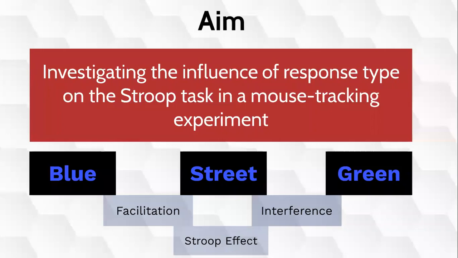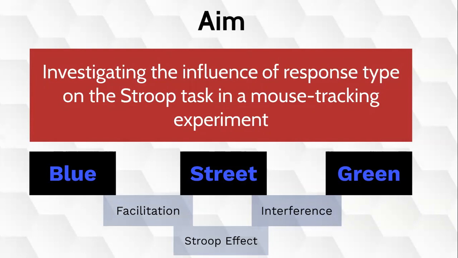In this study, we aim to understand the effect of response type on the Stroop task in a mouse tracking experiment. In a classic color-word Stroop task, congruent, neutral, and incongruent stimuli are presented to participants, and they are instructed to respond to the color dimension of the stimulus while ignoring the word itself.